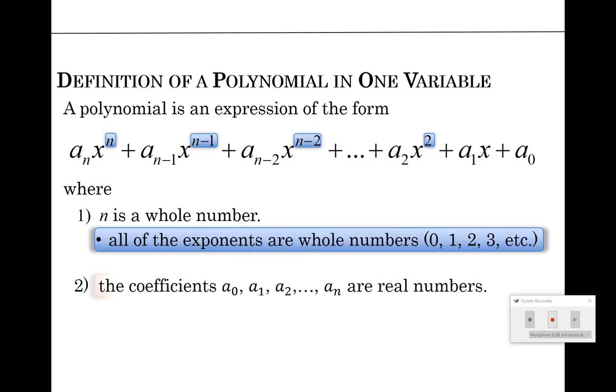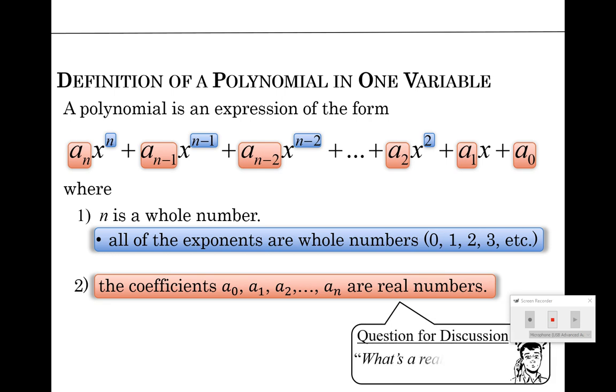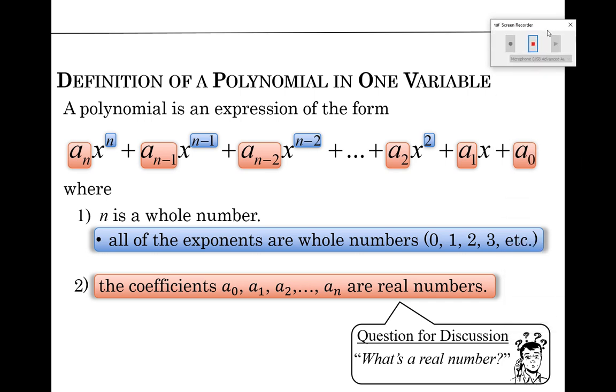And the coefficients can be any real number. So these coefficients that are out in front of the x's, well, they can be whatever you want. 2, 7, negative 9, 4.2, whatever coefficients you want there. We won't get crazy with the coefficients. This definition says the coefficients a0, a1, a2, an are real numbers.